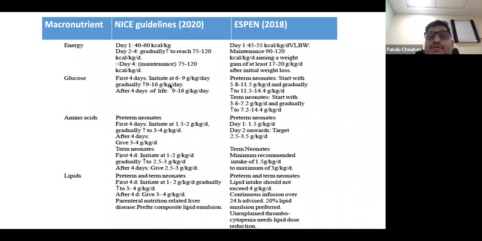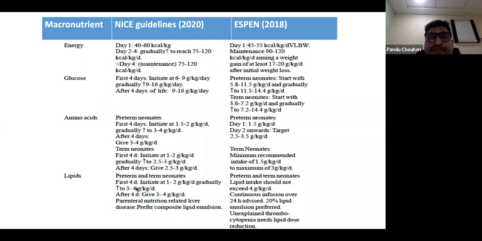When it comes to glucose, initiate with 6 to 9 gram per kg per day, and gradually increase to 9 to 16 gram per kg per day. It is almost similar in the European Society, with different categories like preterm and term. When it comes to amino acids, in the first 4 days initiate 1.5 to 2 gram per kg per day, then gradually increase to 3 to 4 gram per kg per day. Maintenance is 3 to 4 gram per kg per day thereafter. This is similar in the European Society as well.